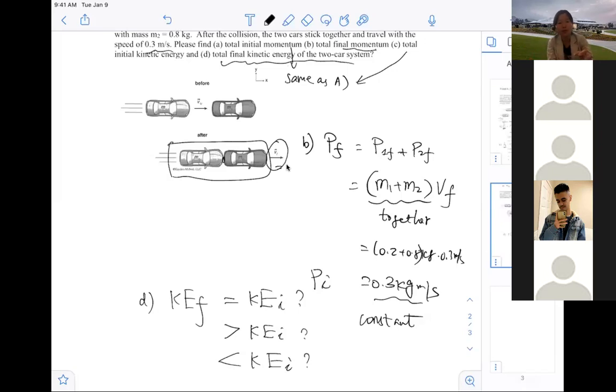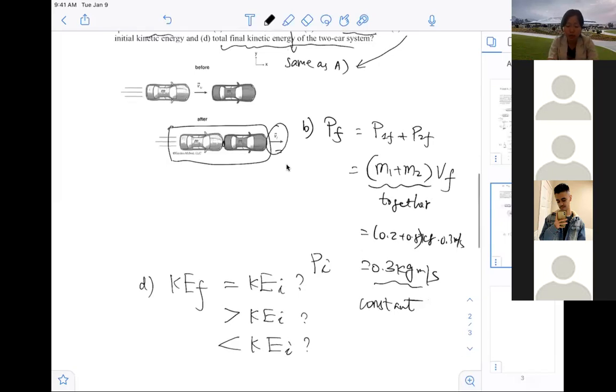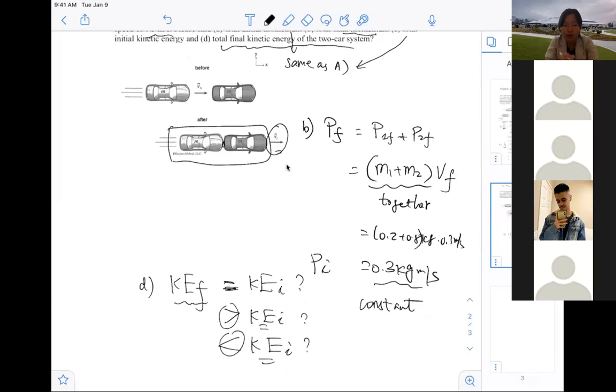But now what happened is they have Velcro sticky parts. So as soon as one hit another, they stick and they move together. So in this scenario, do you think they would be equal, or would the final energy be more or less than the initial energy? What do you think? Any thoughts?